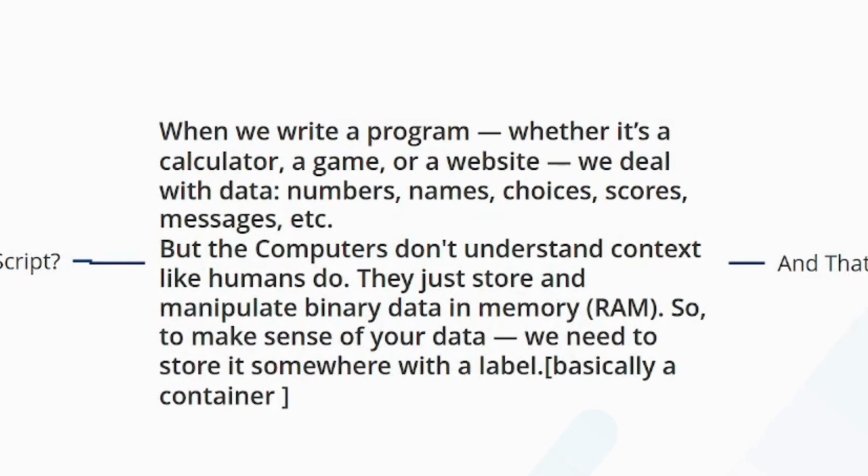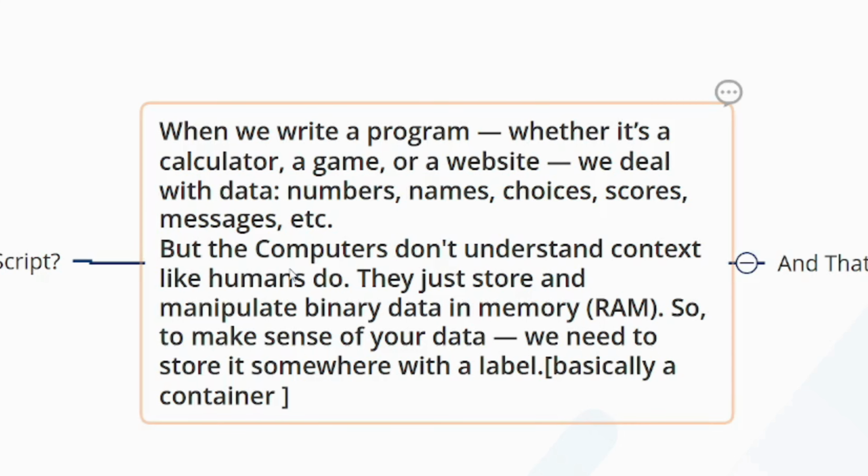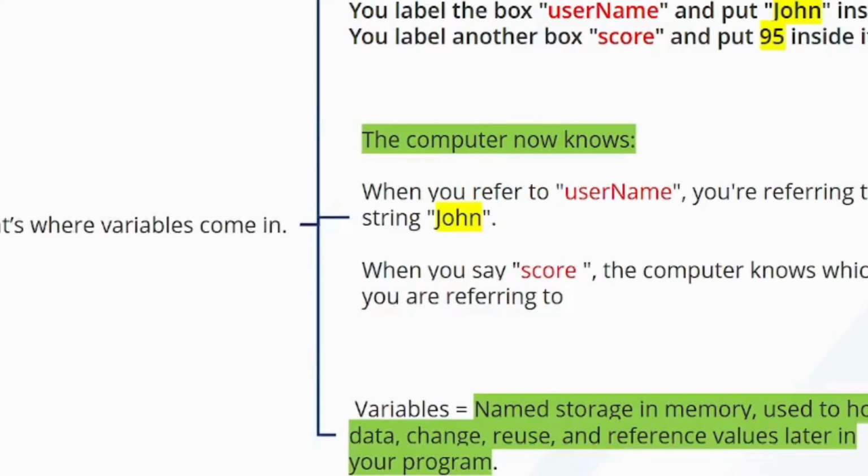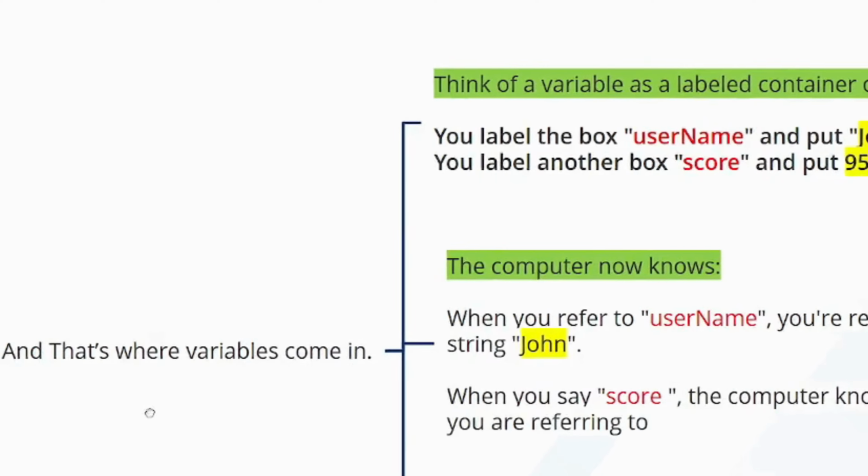So when you write a program, whether you are making a website, building an app, or making a game, we have to deal with data like numbers, names, choices, scores, messages, etc. But the thing is that the computer doesn't understand it like humans do. It just stores and manipulates binary data in memory. So to make sense of the data, we need to store it somewhere with a label, basically a container. And that is where variables come in.